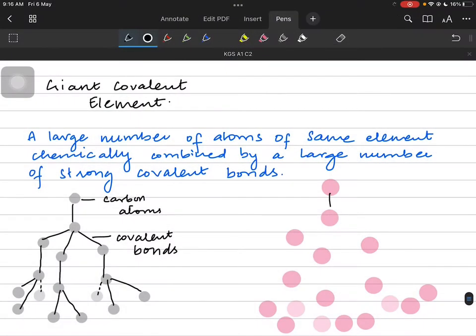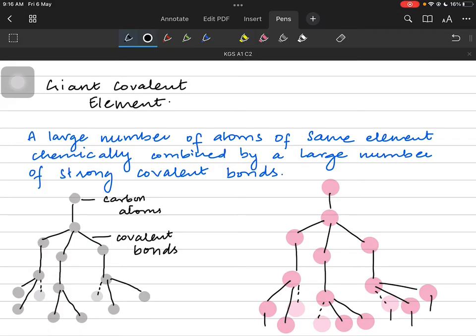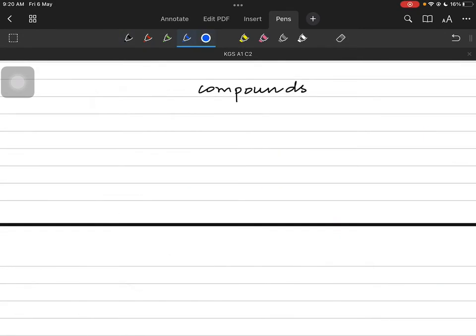Another possibility is silicon, which is again a group 4 element. Silicon atoms are there. I made them larger because, down the group, the atomic size increases. Silicon atoms are bigger than carbon. But they are again bonding in a similar way because they belong to the same group, and each silicon atom has 4 covalent bonds. So it's again a giant covalent structure, and it's a giant covalent element because all these silicon atoms are here. There's no other kind of atom.